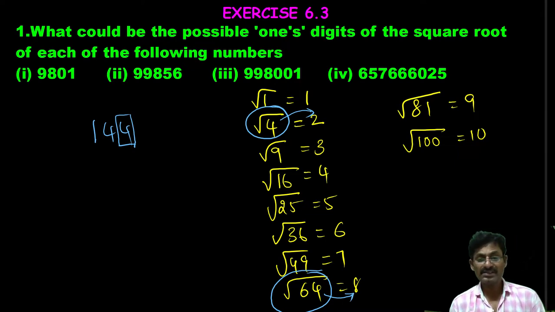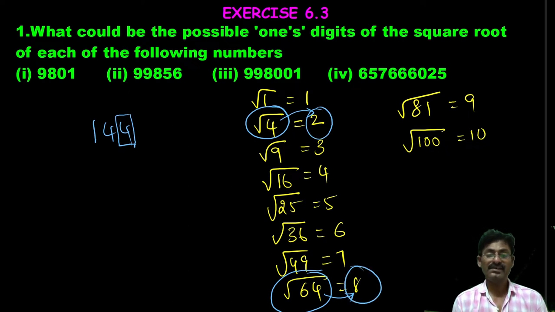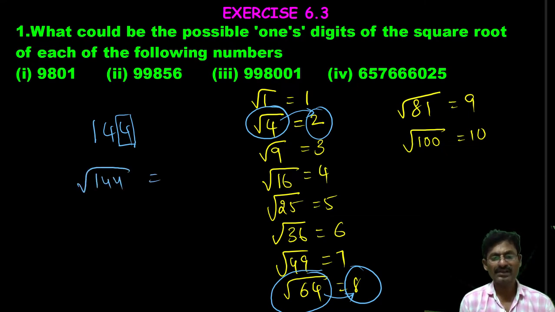So that means if we have a number in which the digit in units place is 4, then the square root of that number has 2 or 8 in its units digit. That means the square root of 144 could be some number which has 2 in units place, or maybe some number which has 8 in its units place. We know that the square root of 144 is 12.